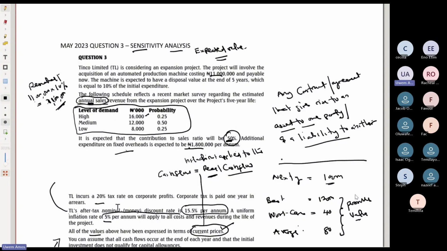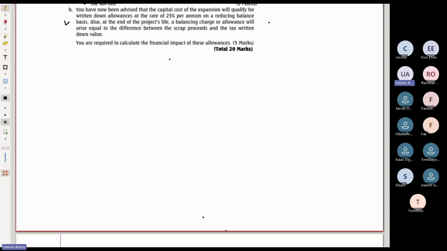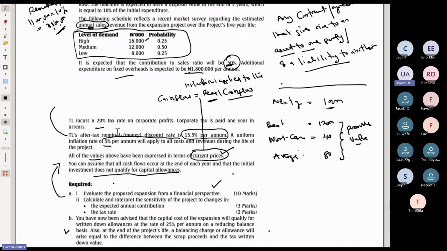It is expected that the contribution to sales ratio will be 50%. So once you compute your sales, your contribution will be 50% of the sales. That's what that means. Additional expenditure on fixed overhead is expected to be 1.8 million per annum. So that's fixed overhead. TL incurs a 20% tax on corporate profit. Corporate tax is paid 1 year in arrears. We've explained those principles before now.